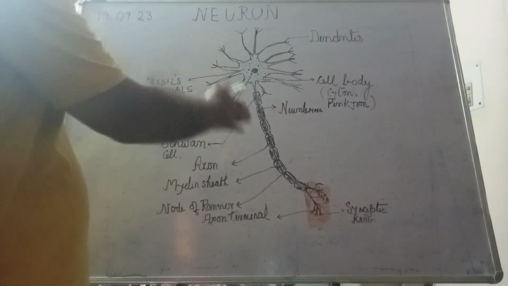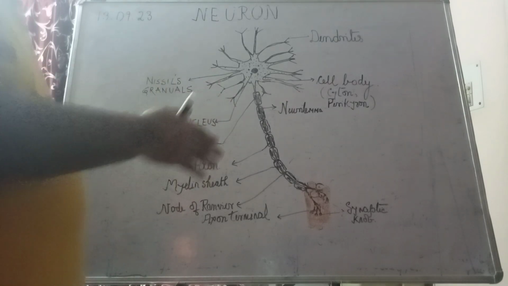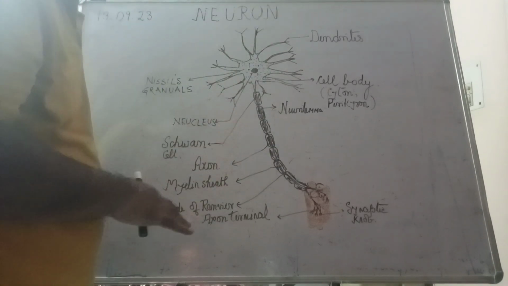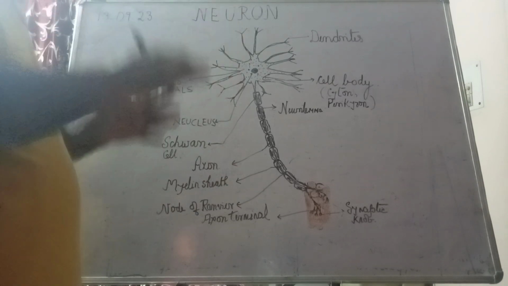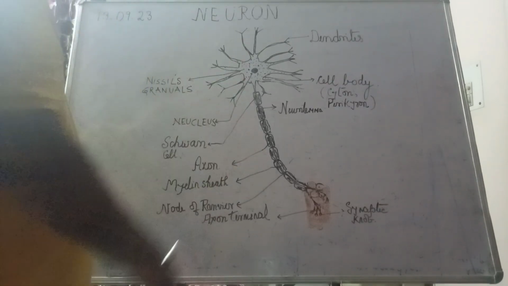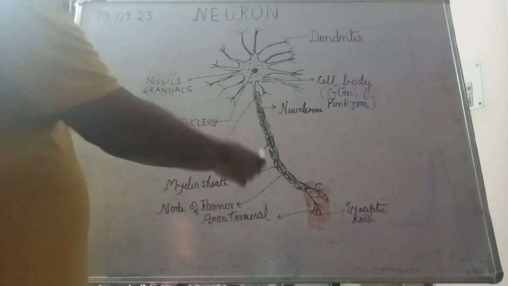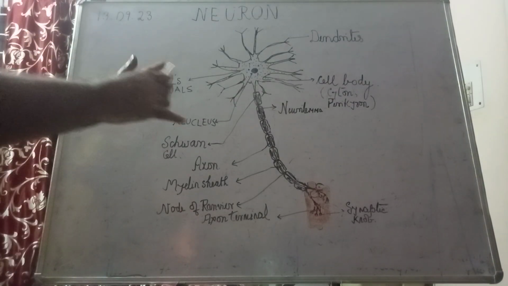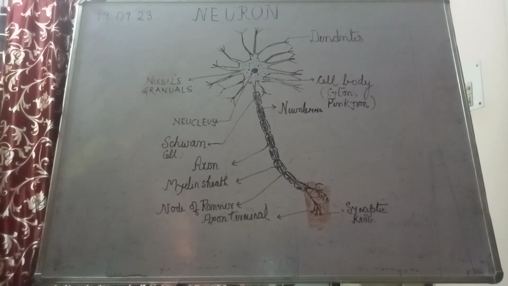So what is the conduction wave like? It is a wave of depolarization followed by repolarization. This is the conduction wave which is conducted from one neuron to another, and like this impulses are transmitted. About this I will discuss again in my next video in further detail.